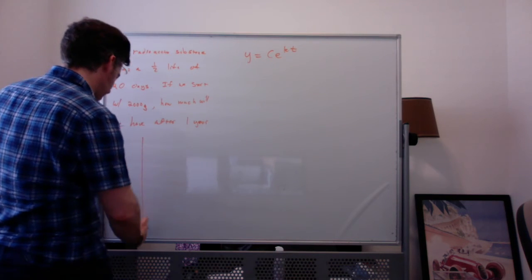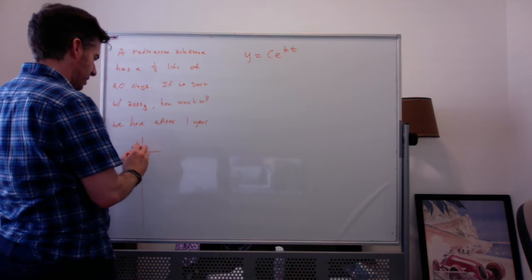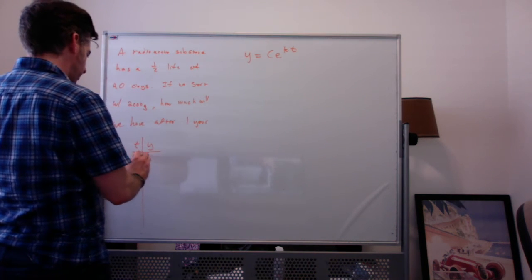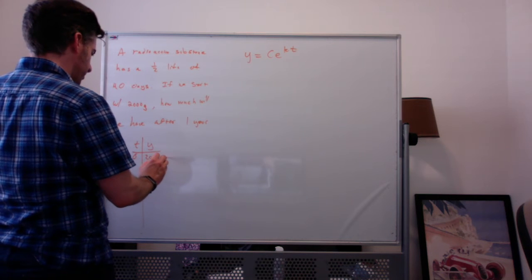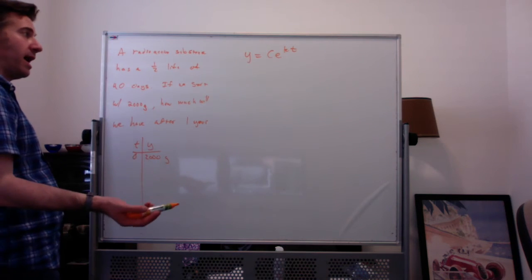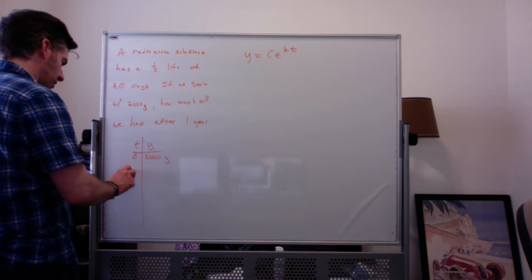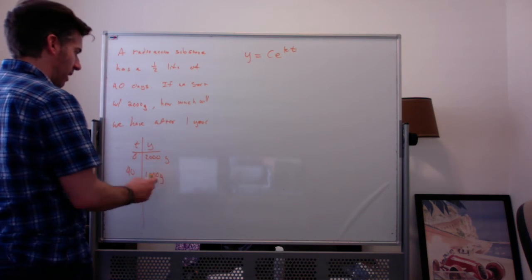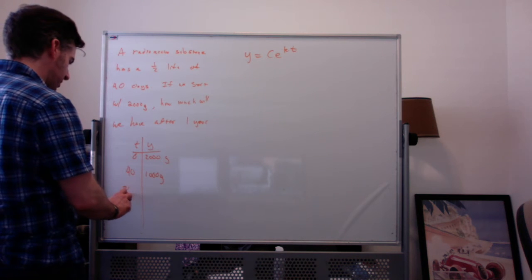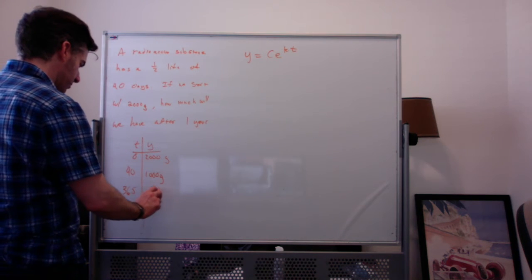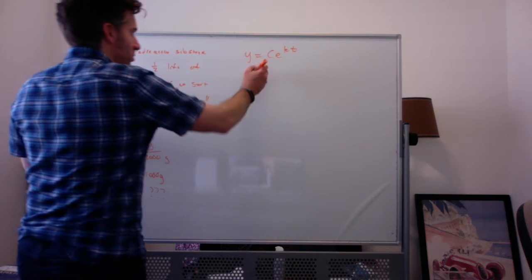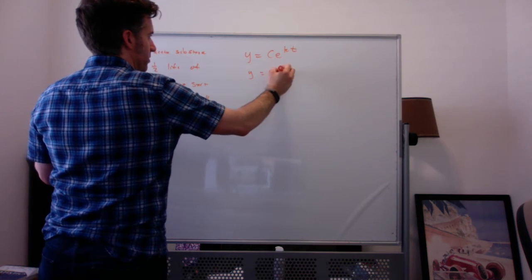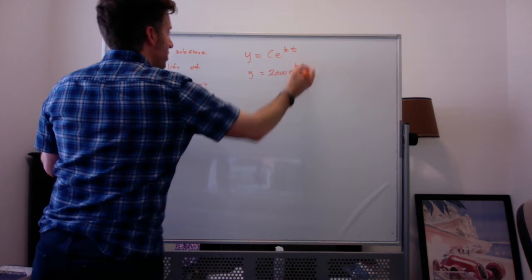I like to make this little table where I have t, time, and the amount, y. At time equals 0, I have 2,000 grams. I know 1 half-life later, which is 40 days later, I have half as much as I started with. And then asking how much I have after 365 days. So here's my model, which I'm going to replace C and K with what they're actually equal to. So C is 2000. We don't know what K is here.